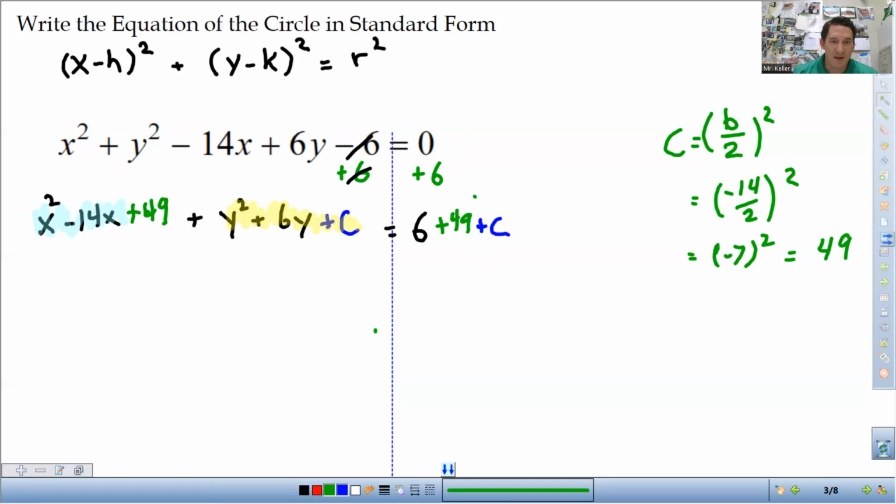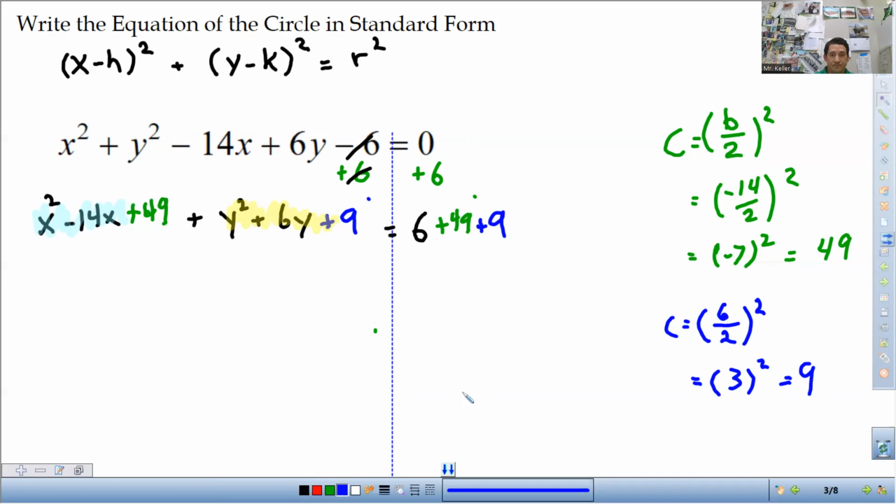All right, now I need to find the blue c. So c is equal to half the middle term. So in this case, the b value is 6, divided by 2, squared. 6 divided by 2 is 3, squared is 9. So I'm going to replace the blue c with a 9 on both sides. Now I'm going to simplify. So 6 plus 49 plus 9, that's 55 plus 9, that's 64. Just add those together. 6 plus 49 plus 9 is 64.